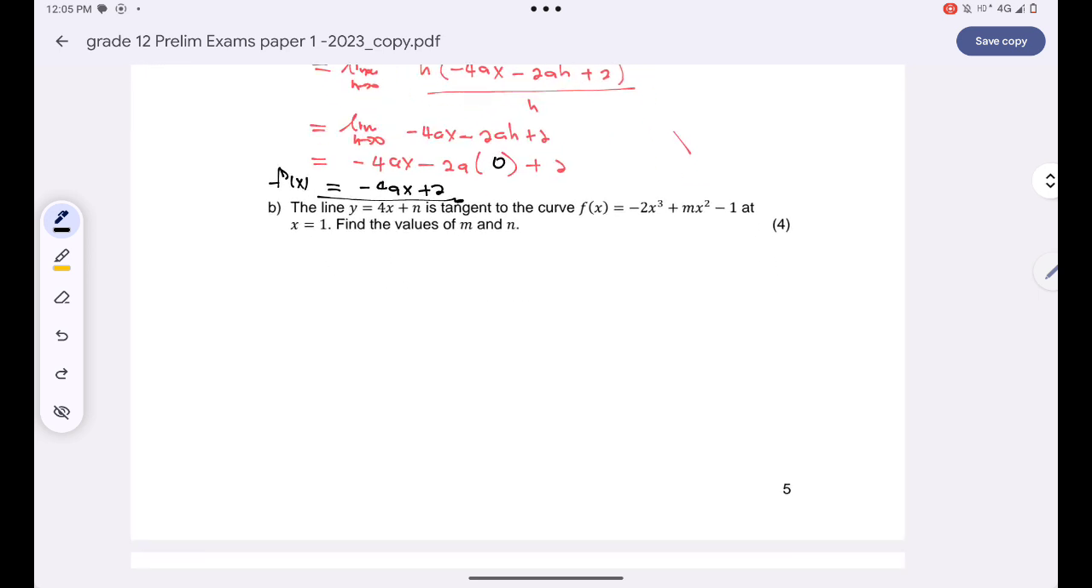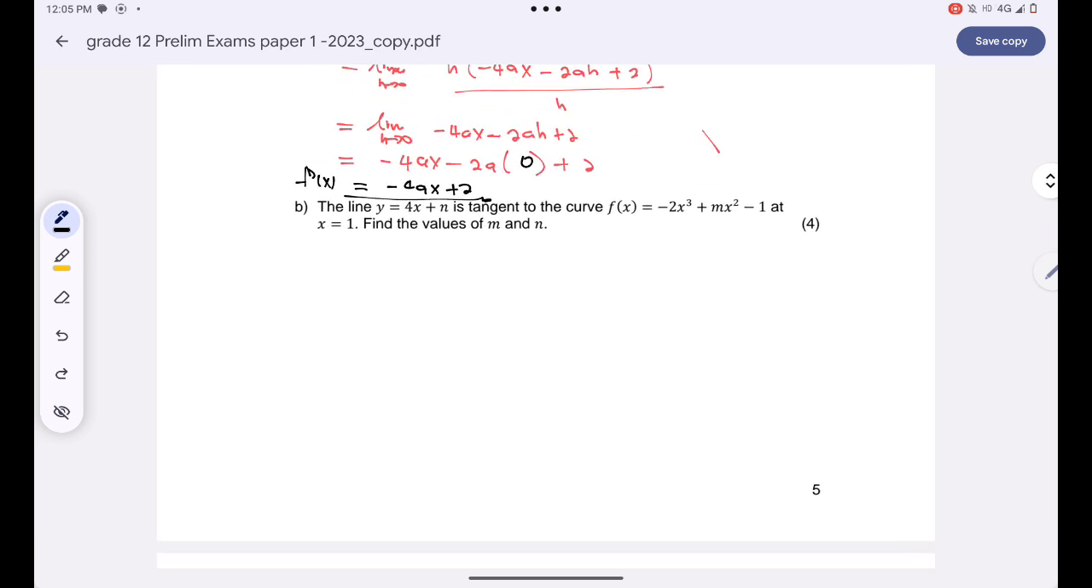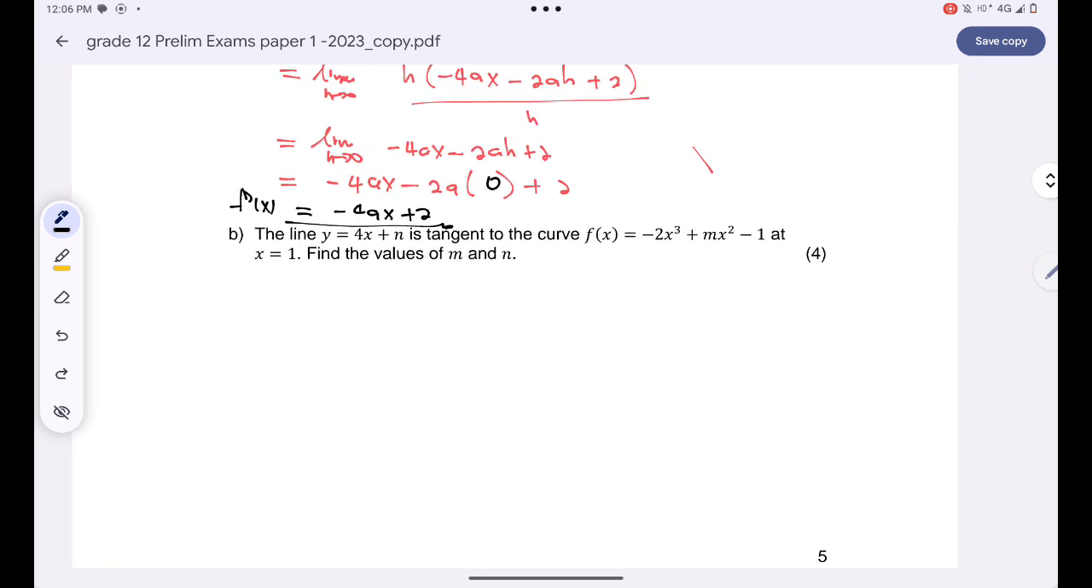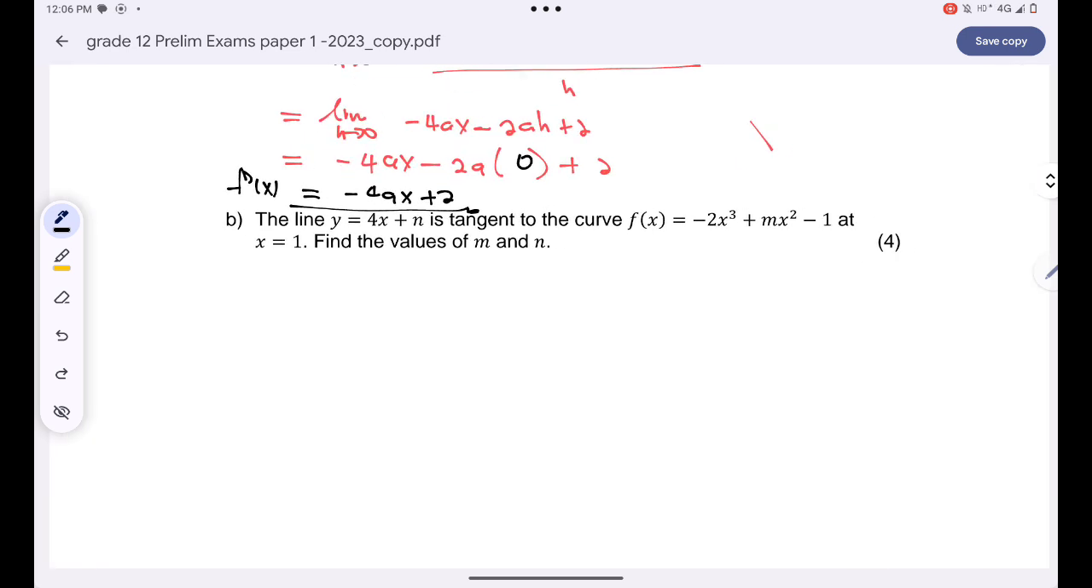Okay, and then now I'm told that the line y is equal to mx plus n is a tangent to the curve h of x at x is equal to 1. They want us to determine the values of m and n. Okay, I do have the equation of my curve. The curve is just equal to negative 2x cubed plus mx squared minus 1, right?